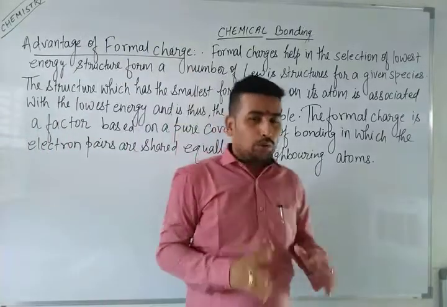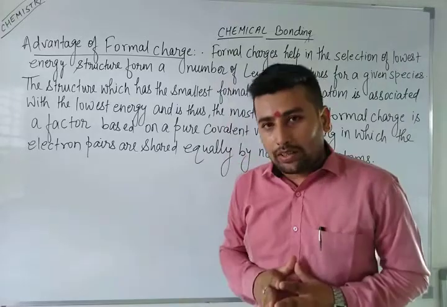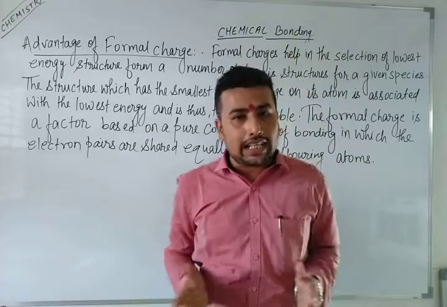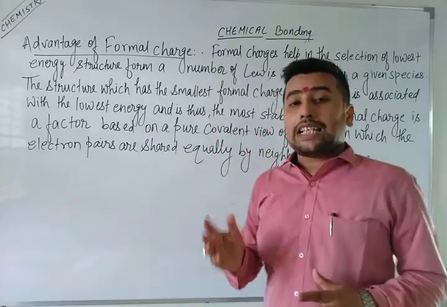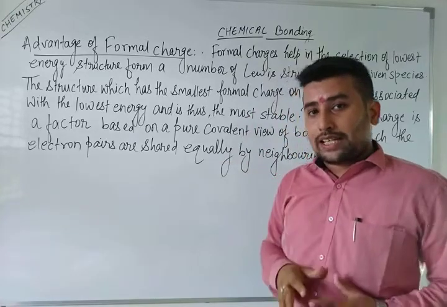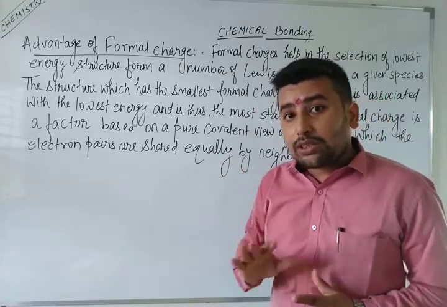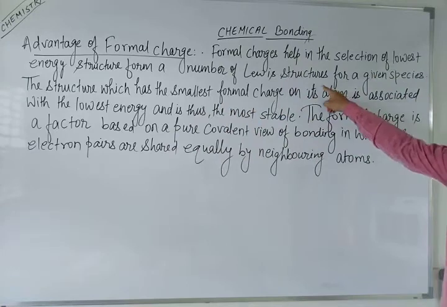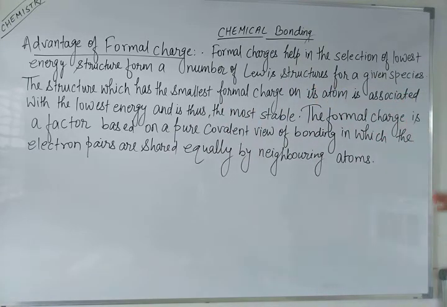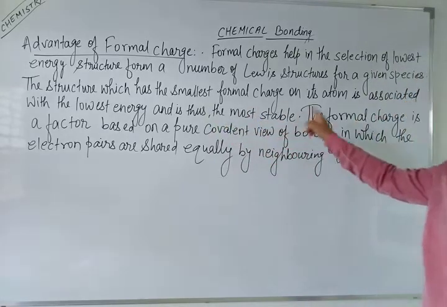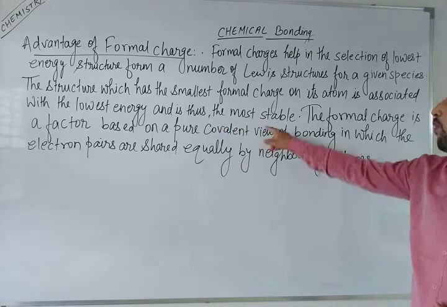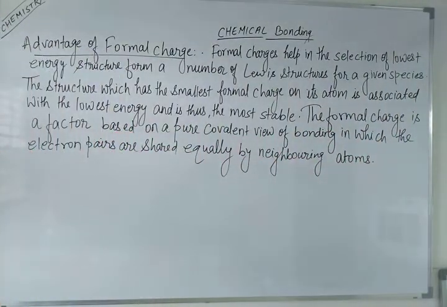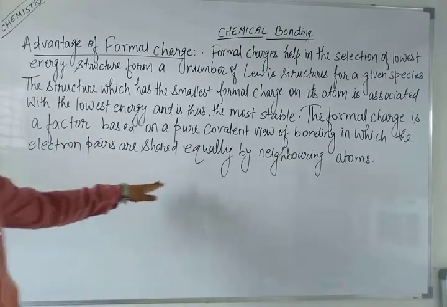See, as I have already told you about the formal charge, it is purely based upon a covalent bond. Second thing, the atom is sharing its electrons with the neighboring atoms. And the lowest formal charge on an atom means lowest energy, which means the most stable. So that's why I have written here: among the number of Lewis structures for a given species, the one with the lowest energy is the most stable. Lowest energy means a more stable form, and the formal charge is a factor purely based upon a covalent view of bonding in which the electron pairs are shared equally by neighboring atoms.